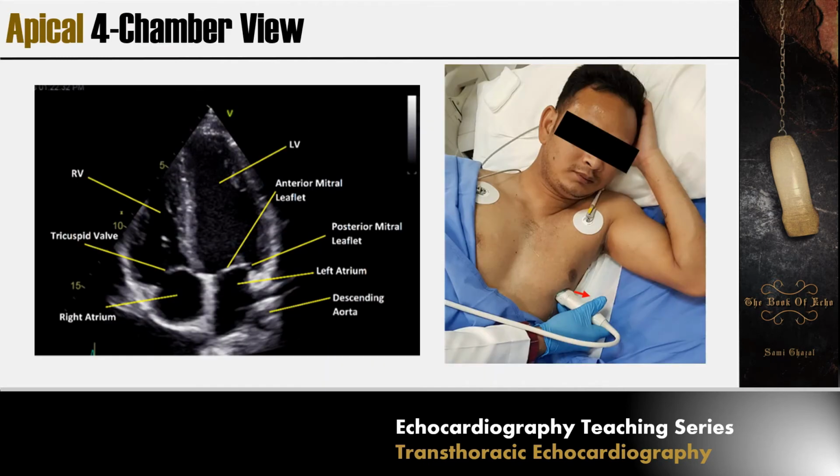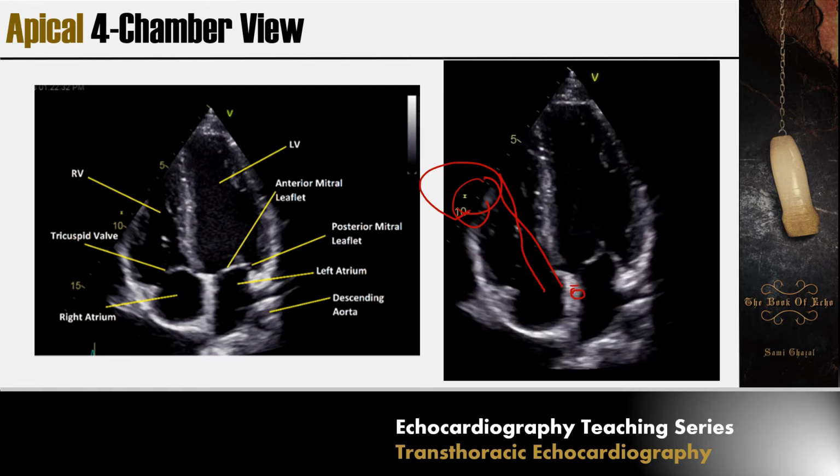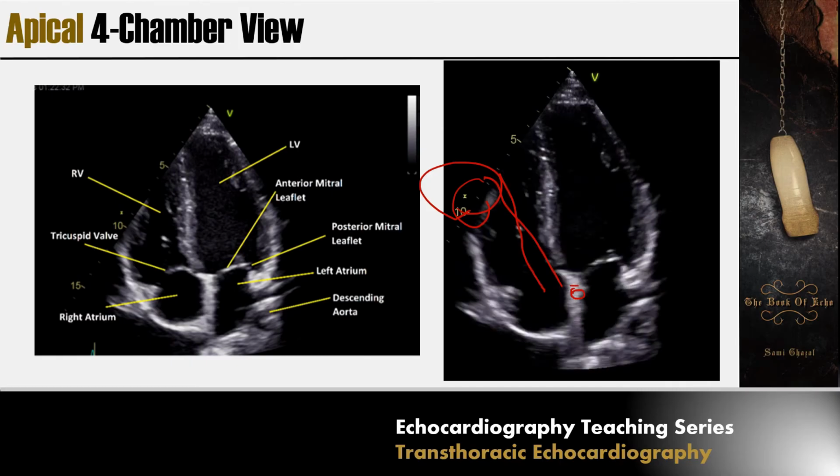In order to obtain the apical 4-chamber view, which is the first view obtained from the apical window, you have to orient the probe in a way that the beam will be directed to the patient's right shoulder. At the same time, the index mark will be pointing toward the patient's mid-axillary line. And by doing so, you will get the apical 4-chamber view as such. Let me show you the video.